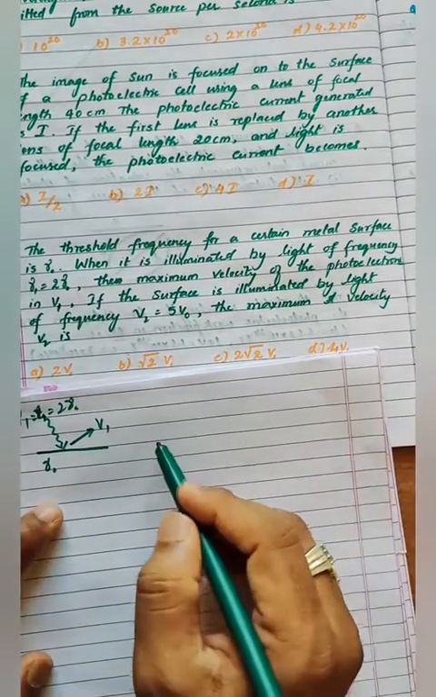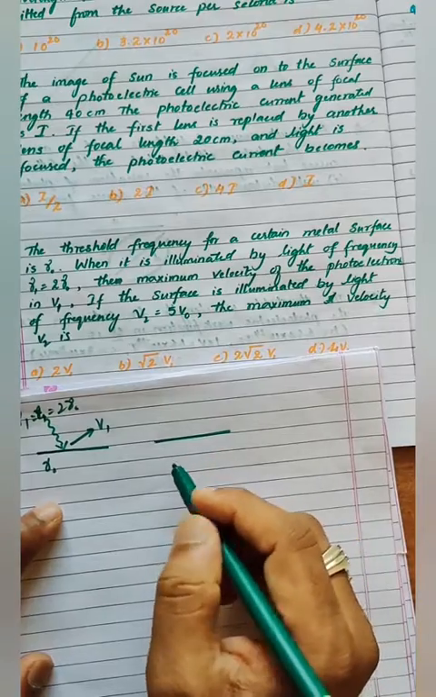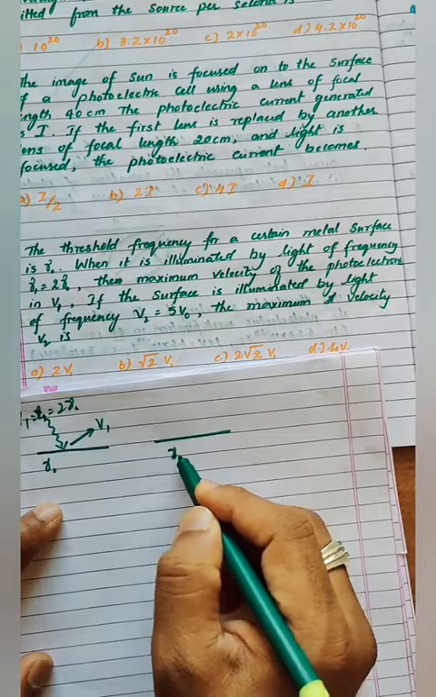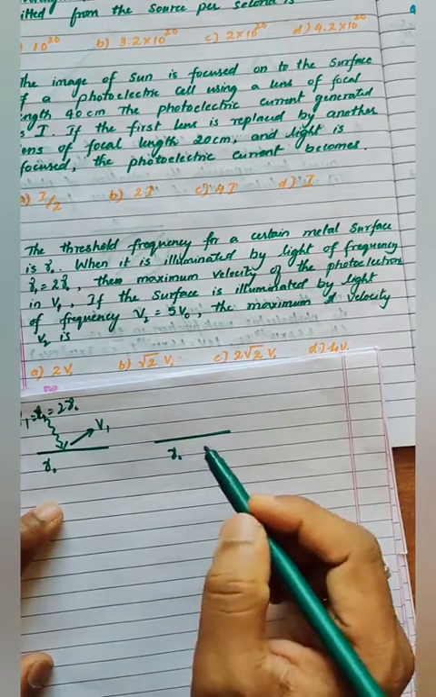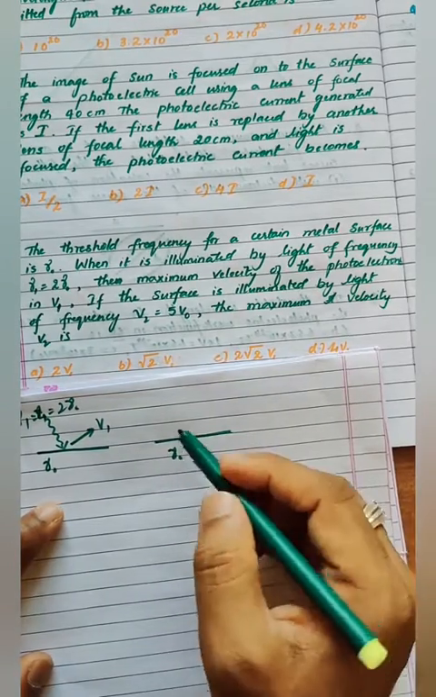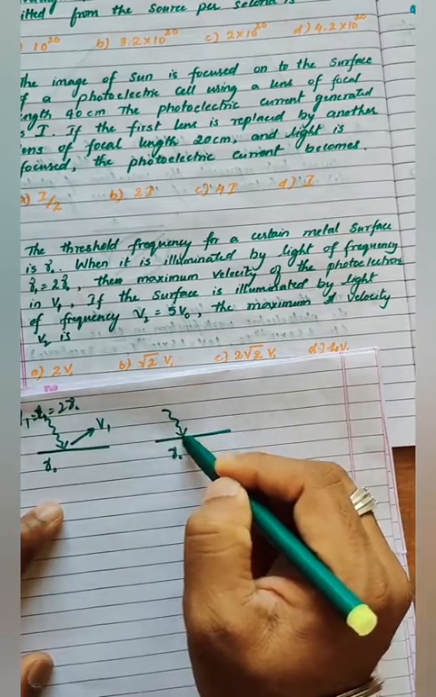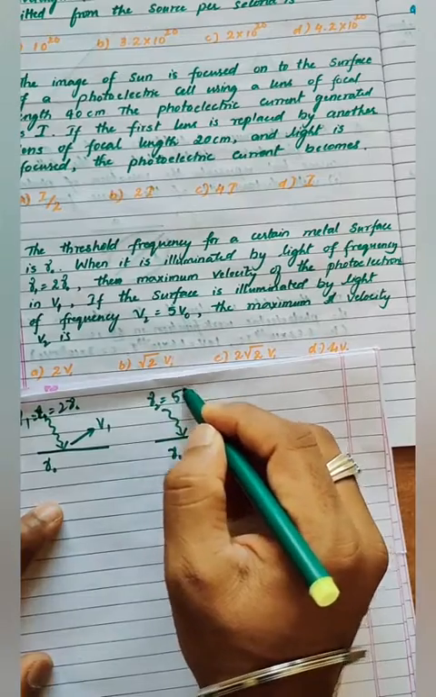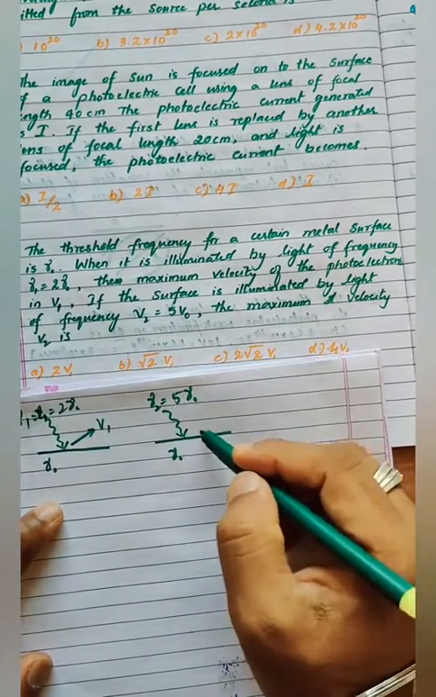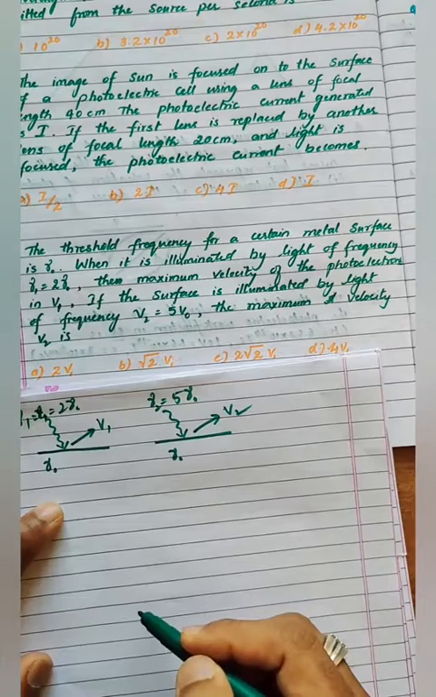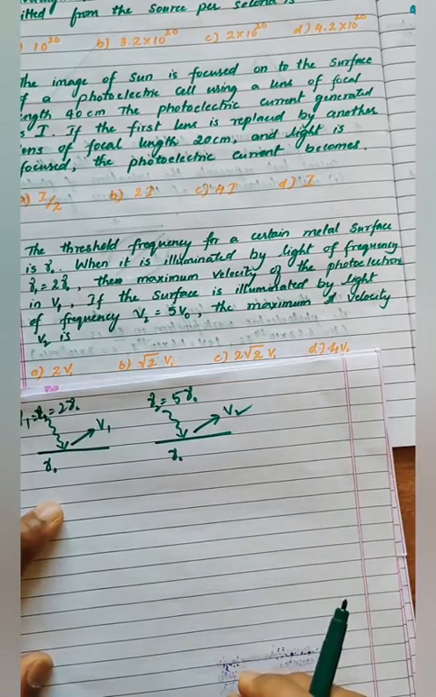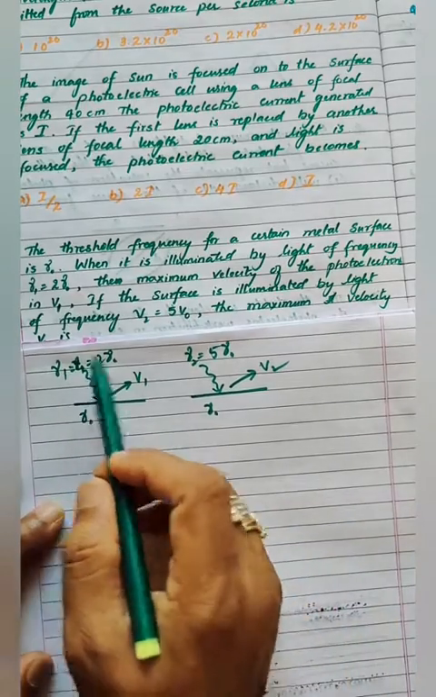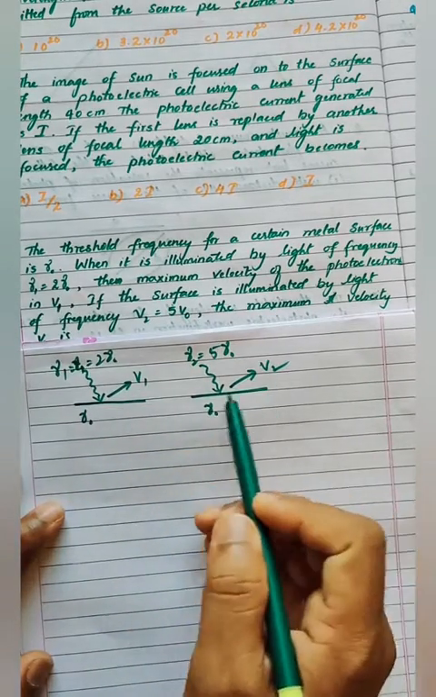Similarly, what they are telling is, for the same surface which has nu naught as the threshold frequency, the new frequency nu2 is equal to 5 times nu naught. Now what is the velocity v2? If we get the ratio, then it is easy to find. So let us try to solve this. We should know v1 and v2.